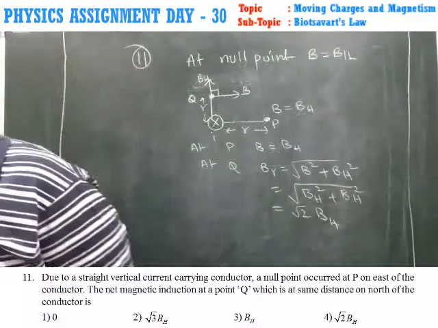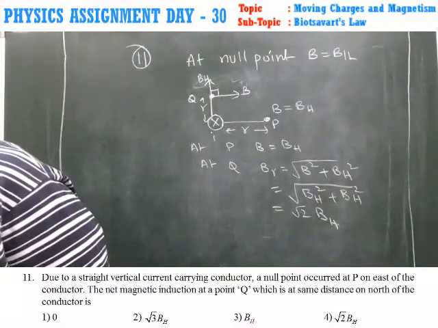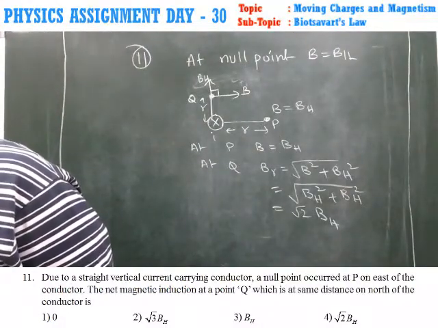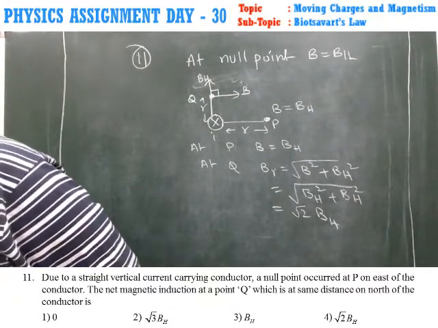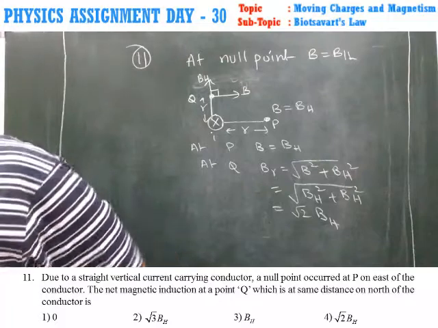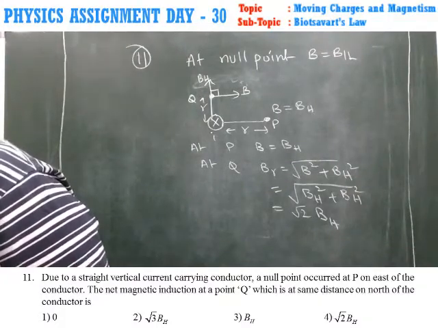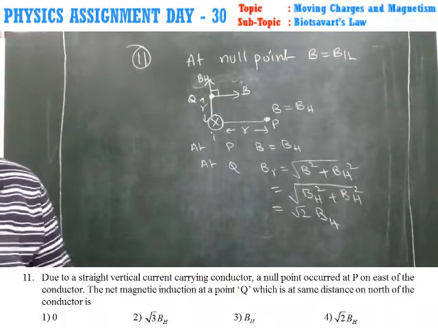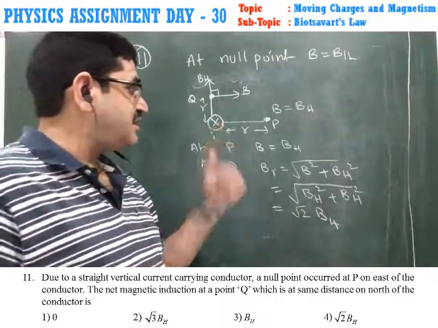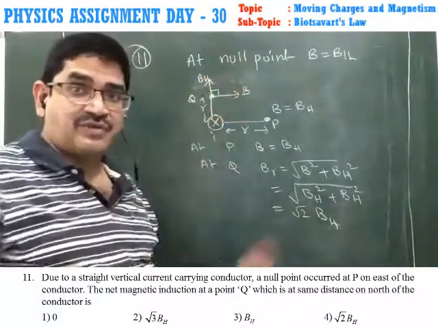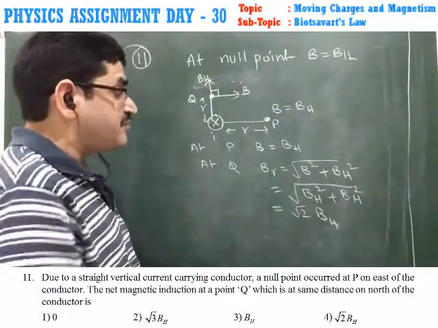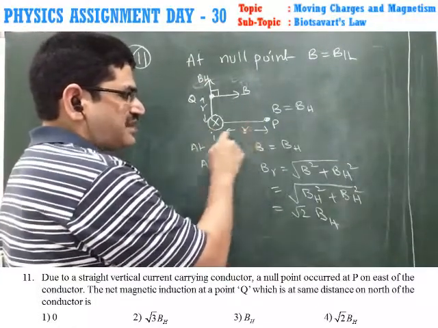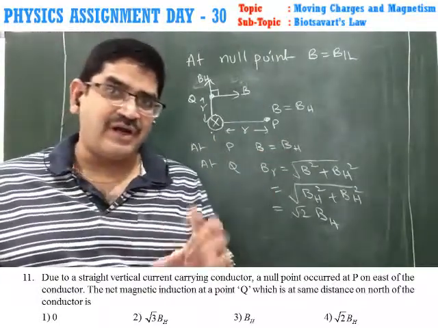So in 11th question, students, due to straight vertical current carrying conductor, a null point occurred at P on east of the conductor. So the net magnetic induction at a point Q, which is at same distance on north of the conductor, will be, is the question. So I have considered the conductor is into the plane of the board. You can see this. As the conductor is into the plane of the board, so at a point P at a distance R, the null point occurred, he said.